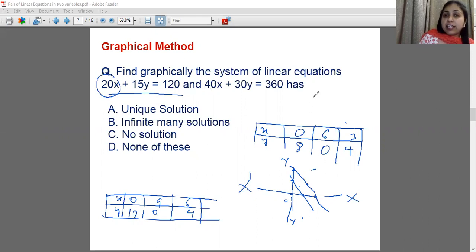By 20 by 40 is 1 by 2, 15 by 30 is 1 by 2, 120 by 360 is 1 by 3. So a1/a2 is b1/b2, but not equal to c1/c2. So we can say that the system has no solution and the graphical representation is parallel lines. So option C is my answer here. Got it? Okay, so let's move to the next one.